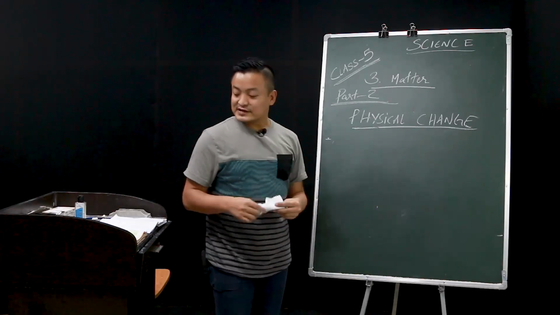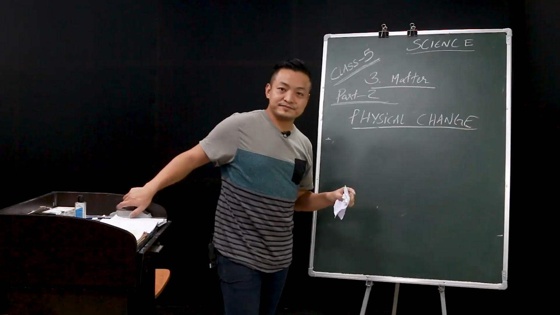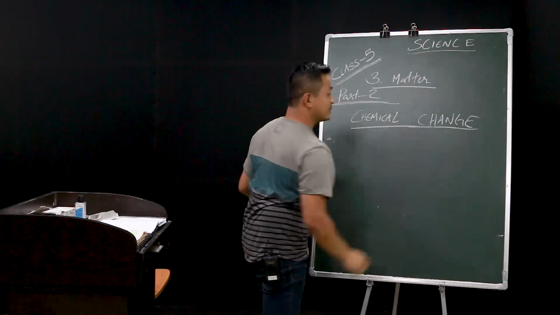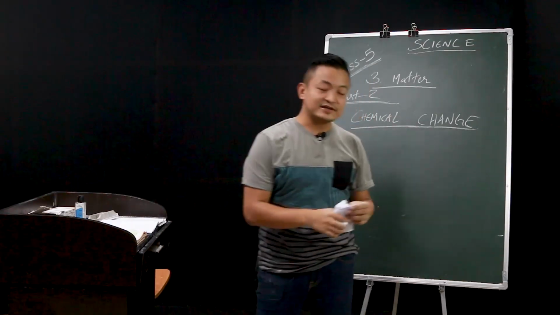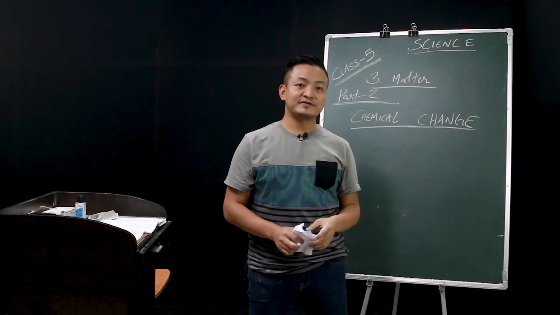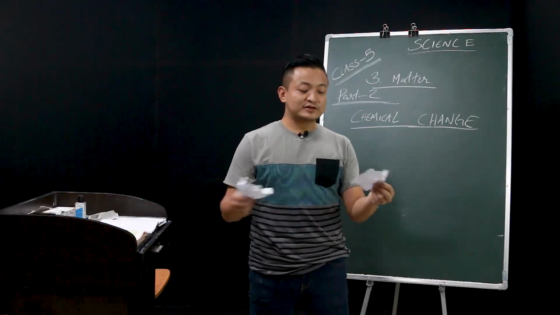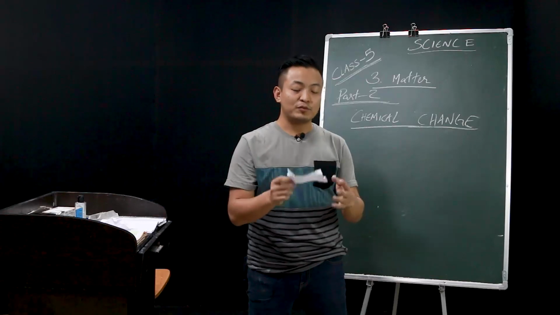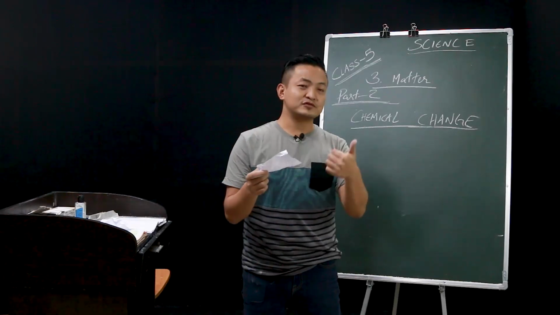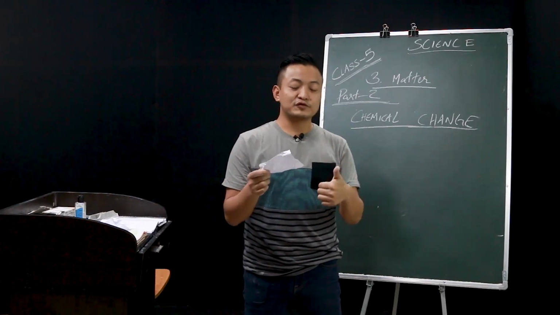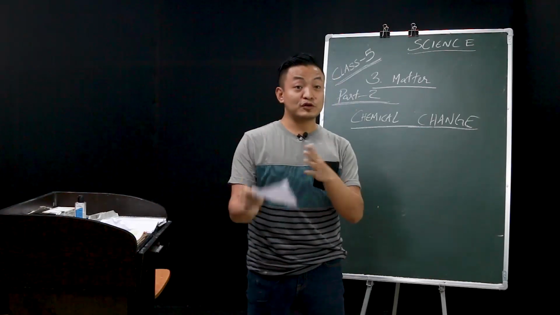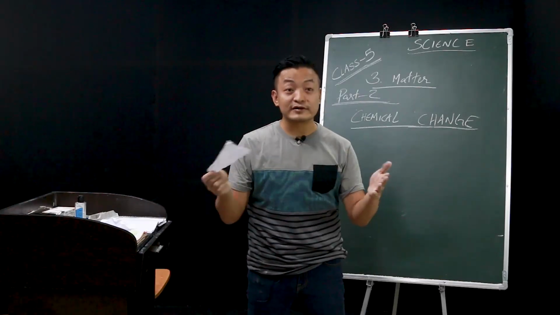Now the second type of change would be chemical change. Students, chemical change is the opposite. It's a change where you'll get to see new properties and a new substance. You can try this at home, but be very careful, because you have to use a lighter or a matchstick. You can ask elders at home to do it and show you, because you should not play with matchsticks or any fire.